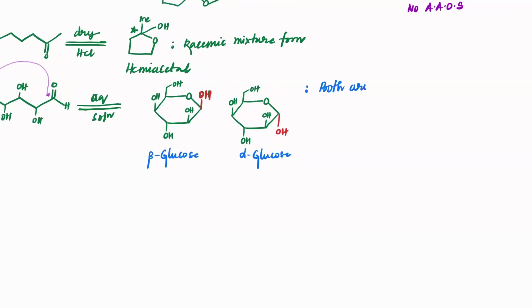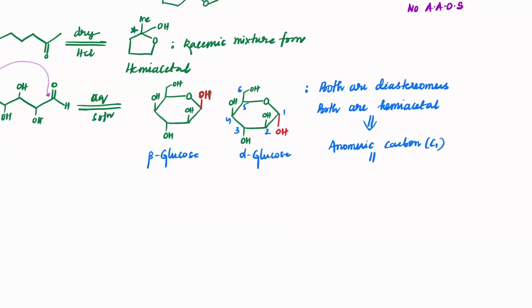Both are diastereomers. Both are hemiacetals. Now remember, they are diastereomers at the carbon 1 position, because if you write the IUPAC numbering also, this is the carbon 1 position, right? At carbon 1 position, where you get a hemiacetal form, that position is called the anomeric carbon.